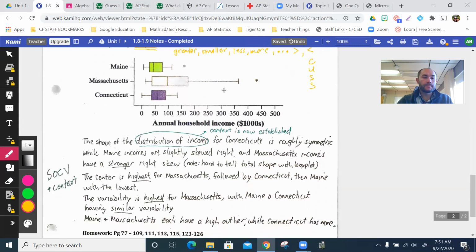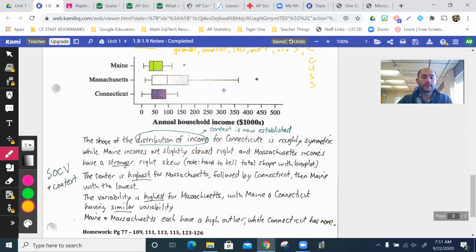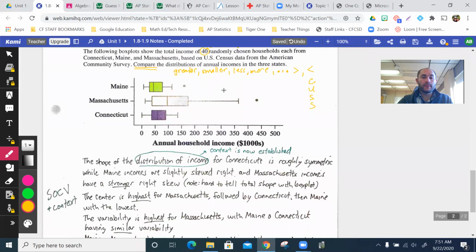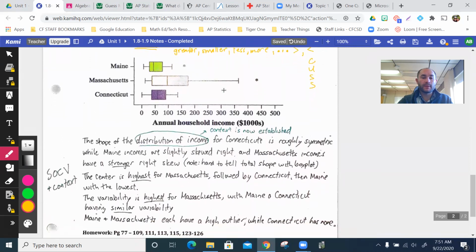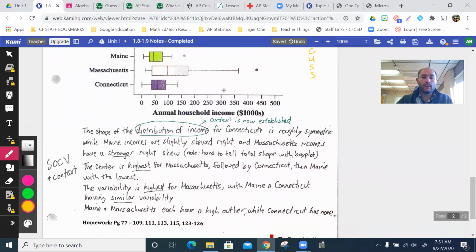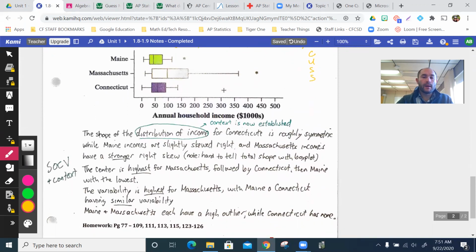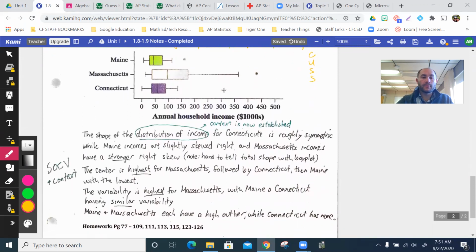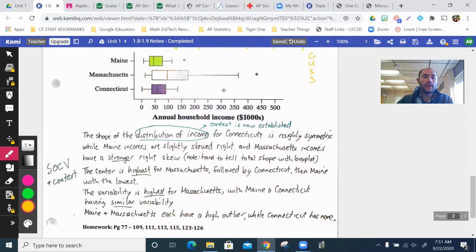Okay, so let's take a look. The question is just: compare the distributions of annual incomes in the 3 states. So let's look at how this person would have compared these distributions. What are some things you notice? First of all, you see that Maine and Massachusetts have outliers, but Connecticut doesn't.